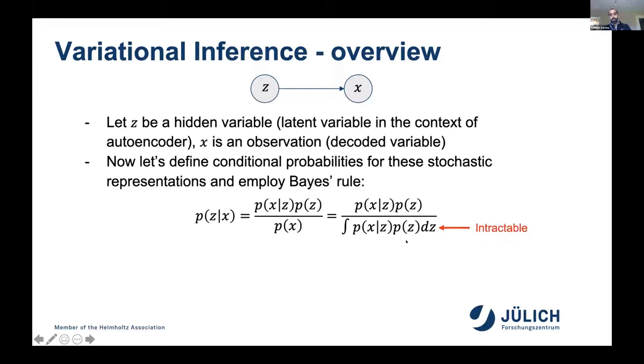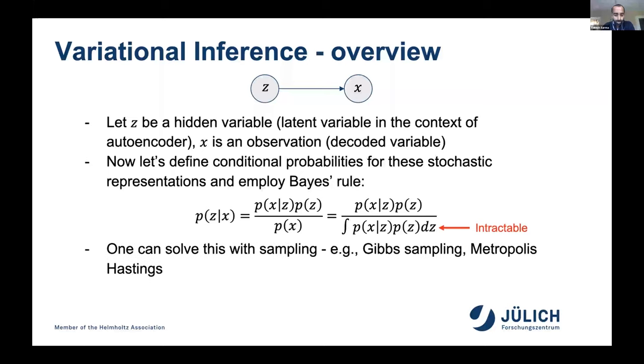The problem here is, of course, this part here. This quantity, this marginal probability, is mostly intractable, especially if you have very high dimensional systems. It is computationally impossible to compute. This is, of course, a classical problem in statistics. One can solve it with sampling methods. For example, Metropolis-Hastings, where we have some kind of proposal, then we do sampling and arrive at some kind of posterior.